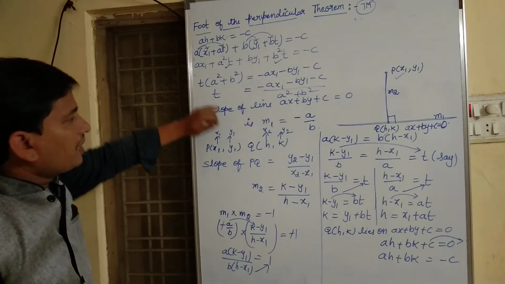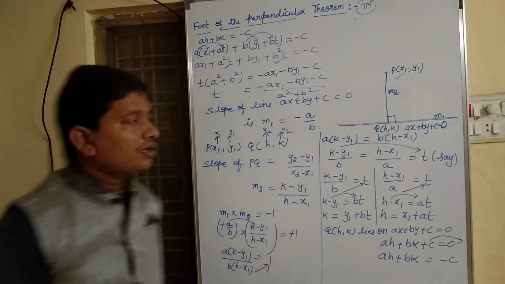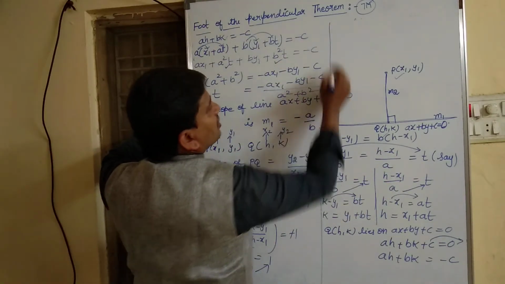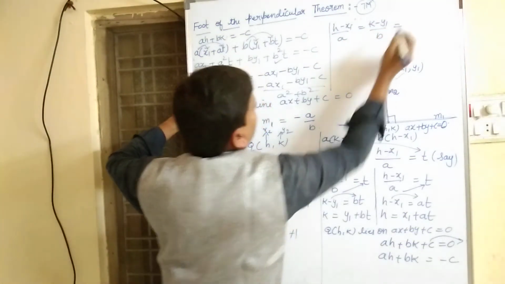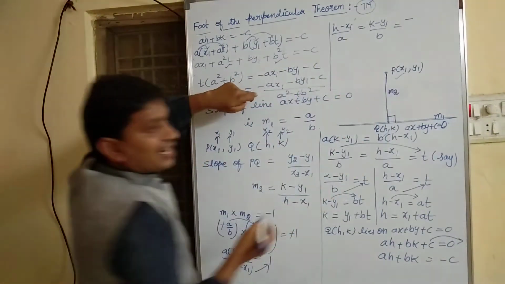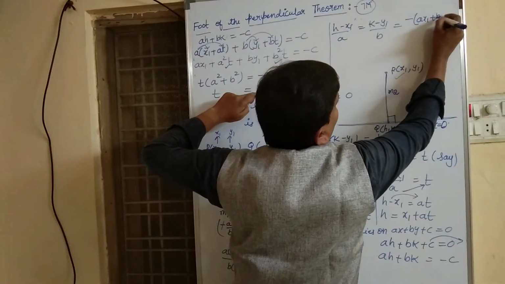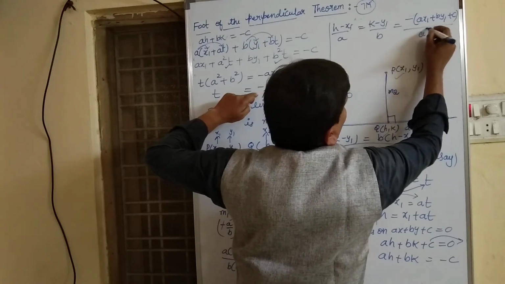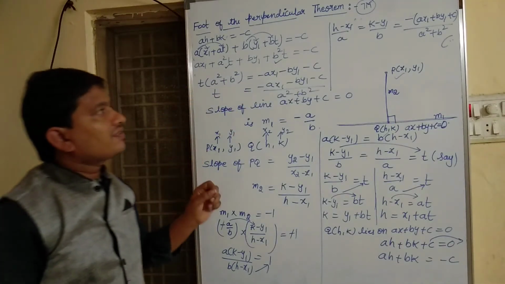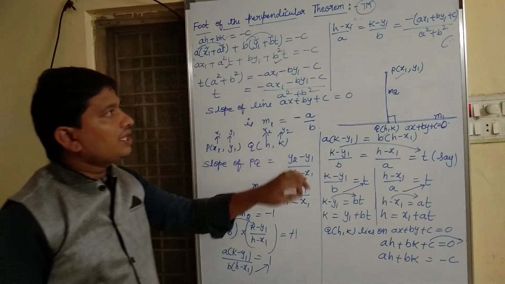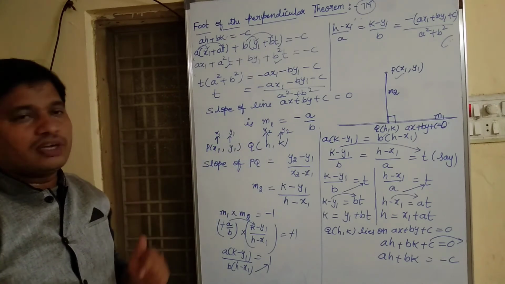Student, what do you mean by t? T in the sense what? (k minus y1) by b equal to (h minus x1) by a, right? I mean in place of t we can write (h minus x1) by a equal to (k minus y1) by b equal to, we have minus ax1 minus by1 minus c. Let us take minus common. You will get (ax1 plus by1 plus c) by (a square plus b square), children. So that is our proof. (h minus x1) by a equal to (k minus y1) by b equal to minus of (ax1 plus by1 plus c) by (a square plus b square).